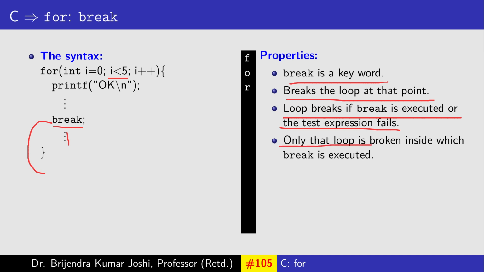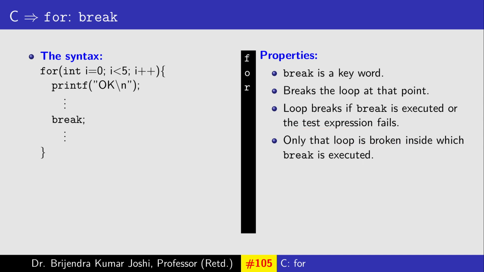Remember, in the case of nesting, this will be important. The break breaks only that loop inside which it has been executed. So it may so happen that this for loop has another for loop as one of its statements. Then if this break is executed outside the inner for loop, the inner for loop will not be broken. The outer for loop will be broken. So break breaks only that loop inside which it has been executed.